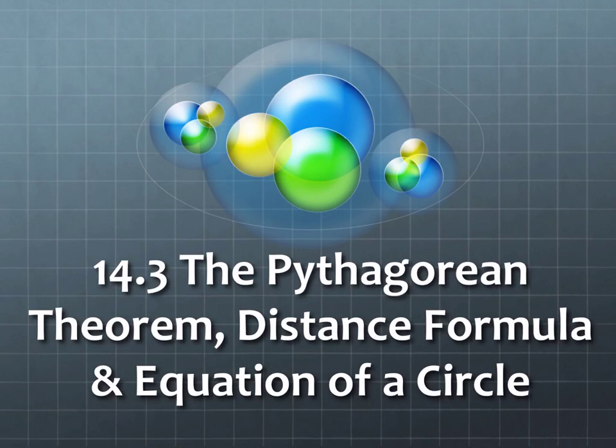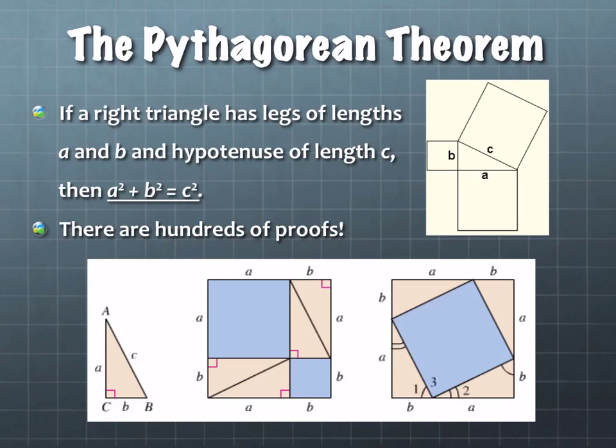Last time we started taking a look in this section at the Pythagorean theorem, distance formula, and equation of a circle, and we really just did the Pythagorean theorem, but I made a comment last time that these really are all three the same thing, right? So we'll get to that later in the lesson today, but first we're going to take a look at some special right triangles.